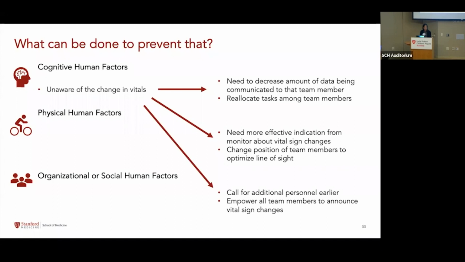And then from an organizational perspective, perhaps we need to retrain this team and make it more aware that calling for help earlier is a good behavior, and getting more people into the room will actually facilitate things like reallocating tasks among team members. Or again, in terms of a culture shift, empowering all team members to announce vital sign changes and not assume that just one person is in charge of recognizing that and acting upon it. So again, we think about using human factors to make it easy to do things right and hard to do things wrong.